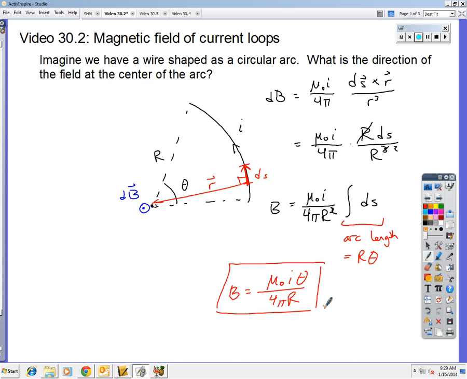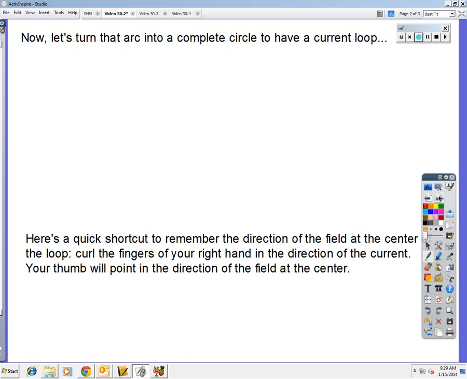Not something you should probably memorize, but useful. What's more useful is what happens when we make that into a complete circle. Now, a complete circle is just an arc where theta equals 2 pi, and so B becomes mu naught I times 2 pi over 4 pi r, and it just becomes mu naught I over 2r for a complete circle.